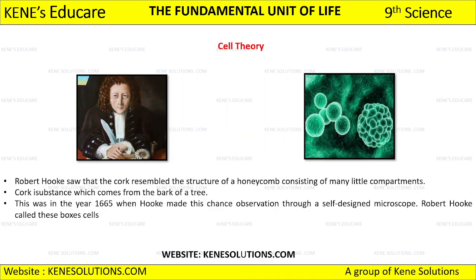So we started this lesson by discussing cell theory, where we saw that Robert Hooke was the one who started studying the cell while he was doing his research with cork, and cork is something which we get from the bark of a tree. It was in the year 1665 when Hooke made this observation.